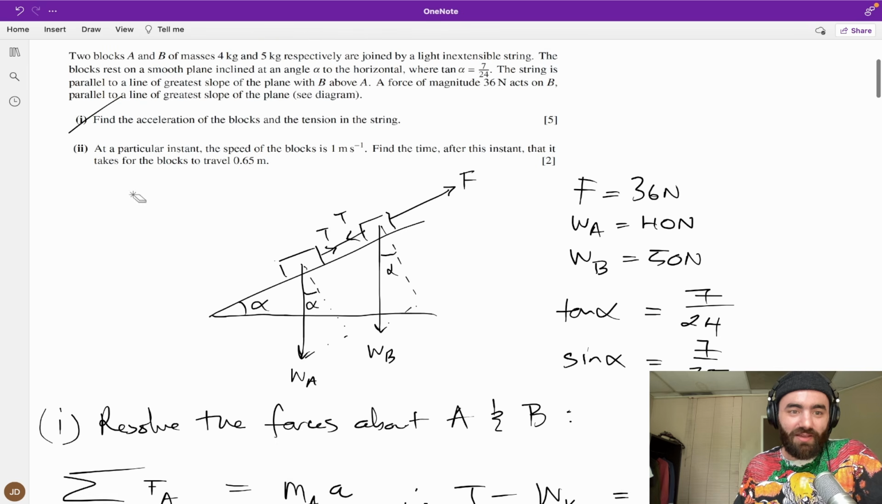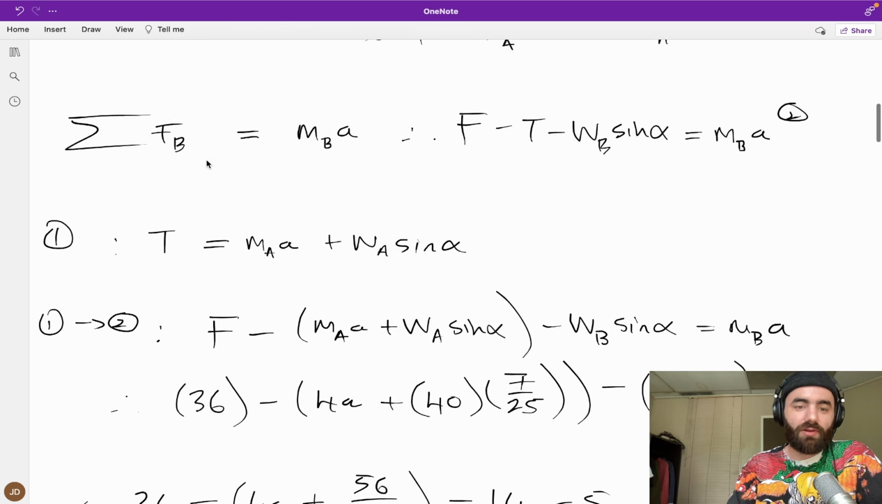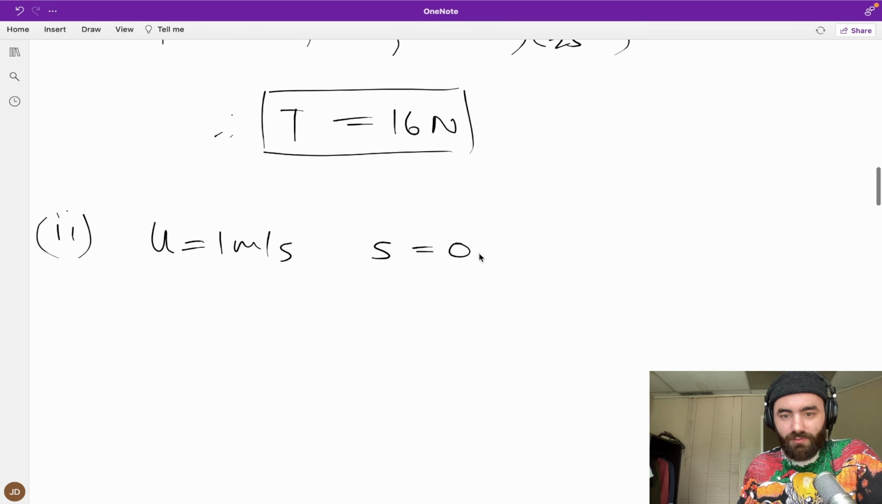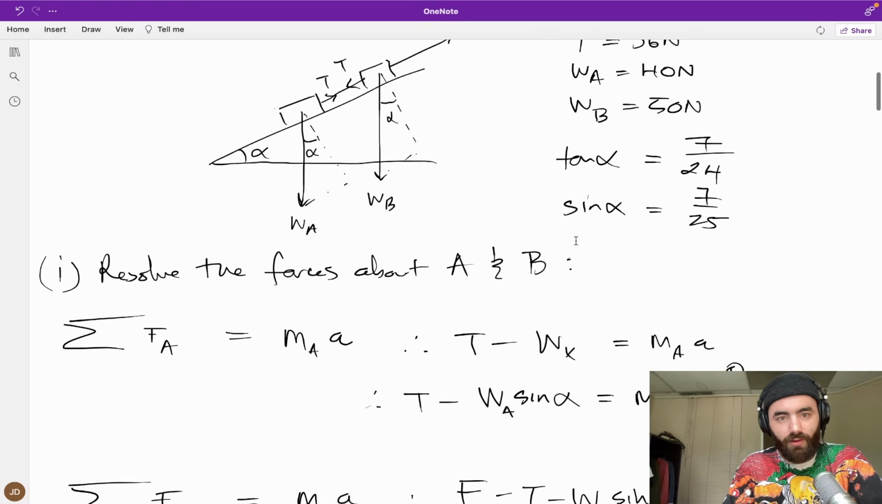At a particular instant, the speed of the block is 1 meter per second. Find the time after this instant that it takes for the block to travel 0.65 meters. Okay, so at some time we have an initial speed of 1 meter per second. It travels a displacement of 0.65 meters.